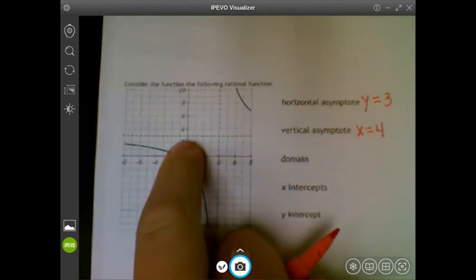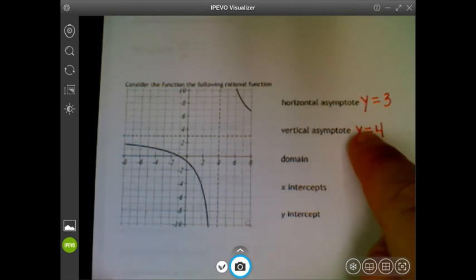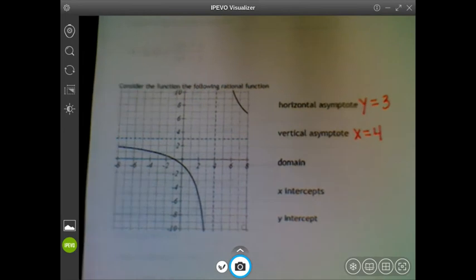And the value of that horizontal asymptote is a y value. That's y equals 3. So make sure if they ask for asymptotes that you clarify if it's an x equals or a y equals. If you just say 3, they're going to mark it wrong. If you just say 4, they're going to mark it wrong. It has to be x equals 4 or y equals 3. You have to be specific there.